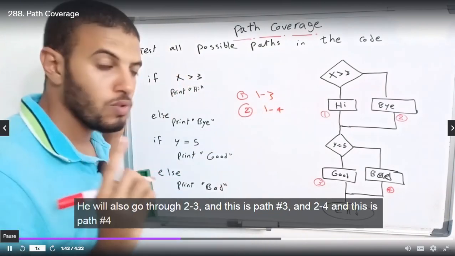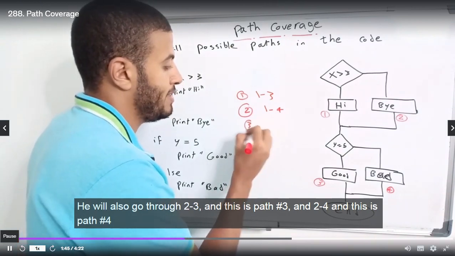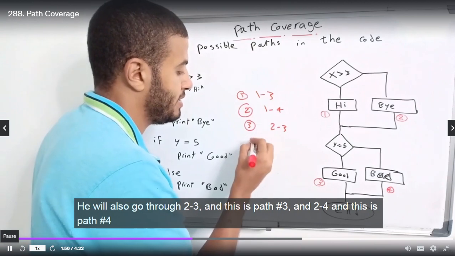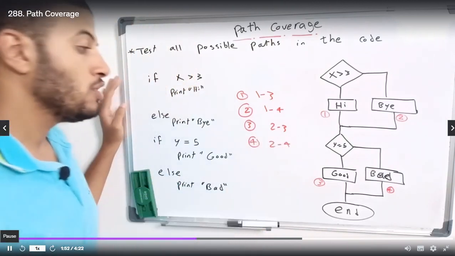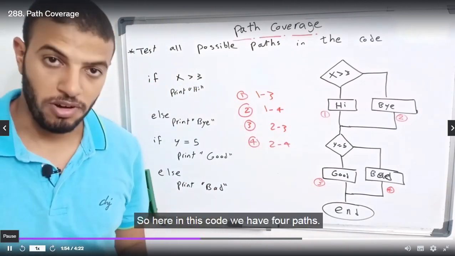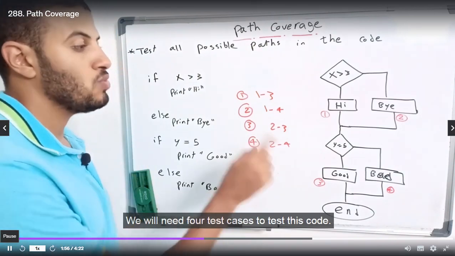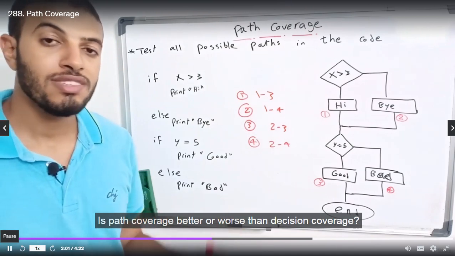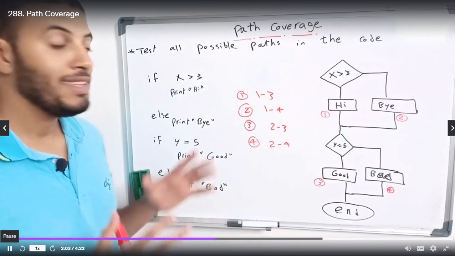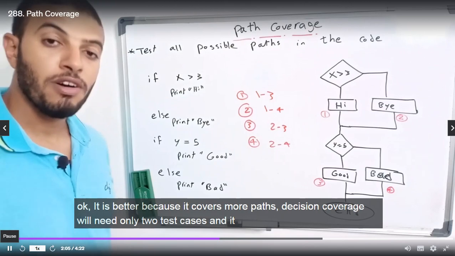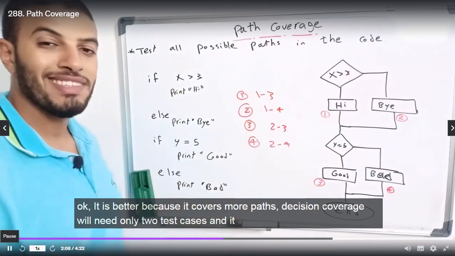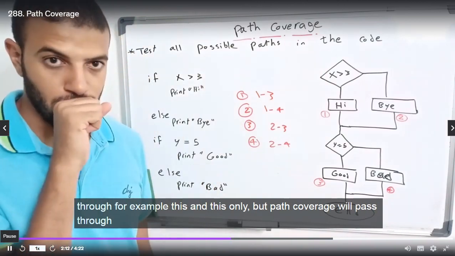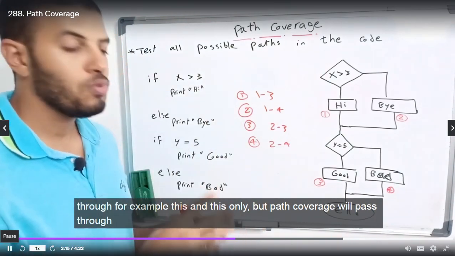It will also go through 2, 3, and this is path number 3, and 2, 4, and this is path number 4. So here in this code we have 4 paths. We will need 4 test cases to test this code. Is path coverage better or worse than decision coverage? It is better because it covers more paths. Decision coverage will need only 2 test cases, and it will pass, like we said, through, for example, this and this only. But path coverage will pass through more paths.